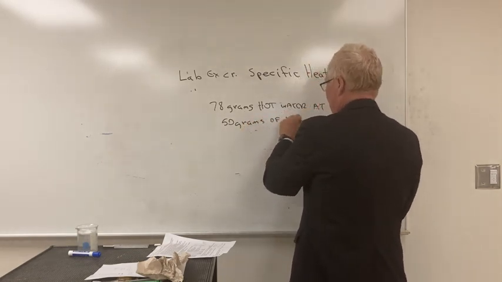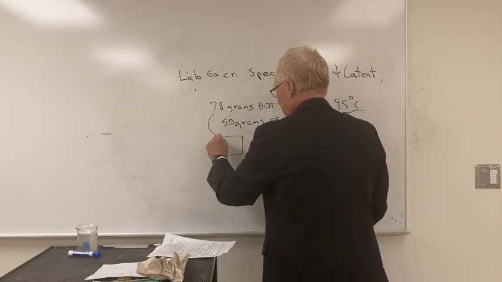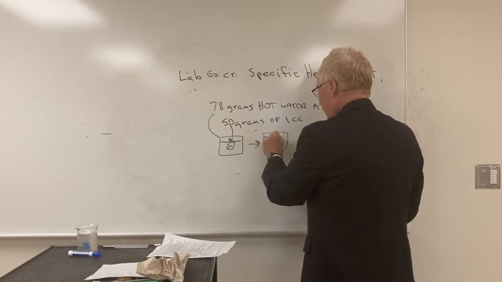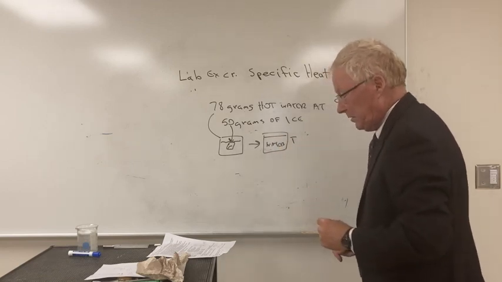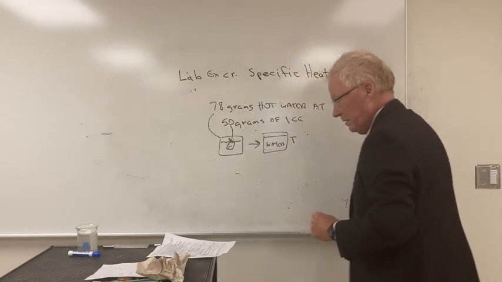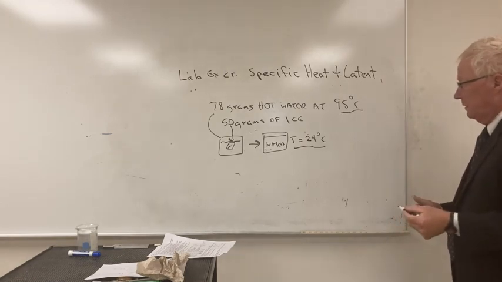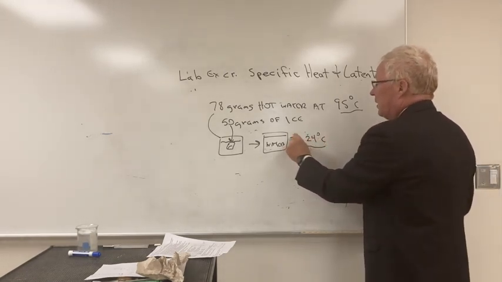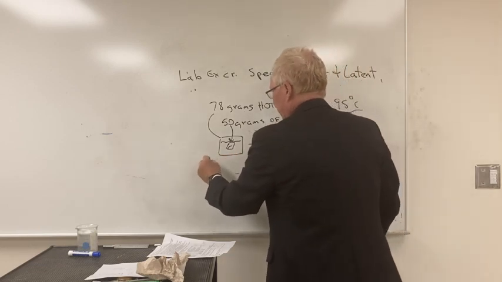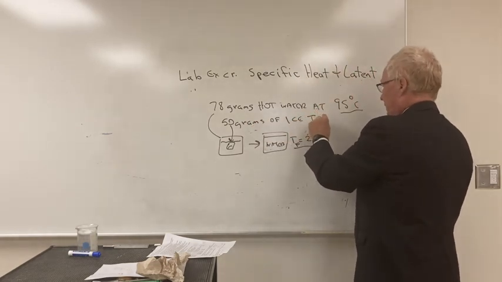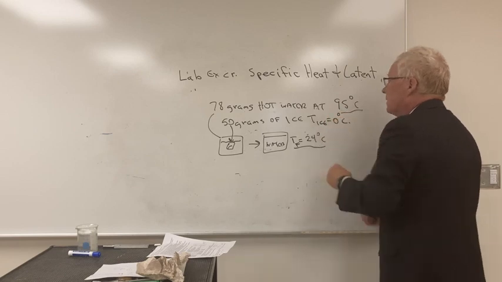All right. So I had the hot water, threw in 50 grams of ice, and then it melts, and we end up with just water at some temperature. All right, so I measured the temperature, and it was 24 degrees Celsius. All right. So that's the final temperature. Hot water, we take hot water, which is at 95 degrees. We have 50 grams ice, which is at a temperature of 0 degrees Celsius.